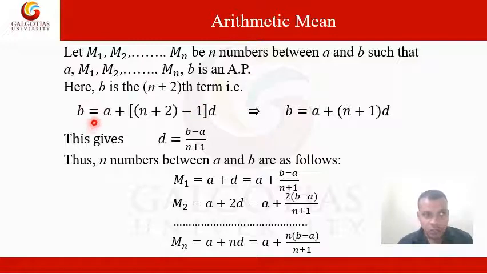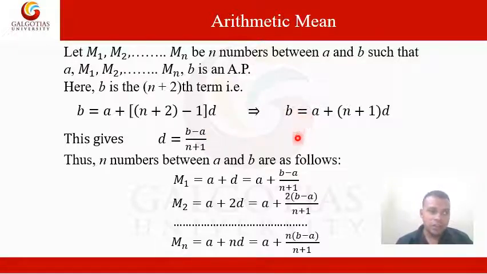So b is equal to a plus (n plus 2 minus 1) into d, where a is your first term and d is your common difference. So from this concept, you can get the value of d, the common difference. You can get the value of d in terms of a, b and n.